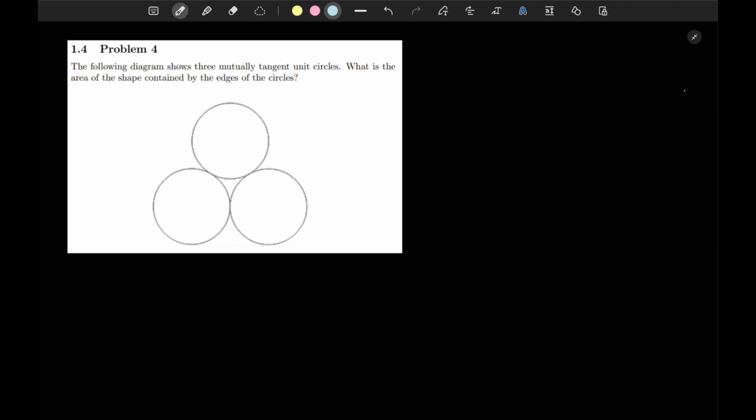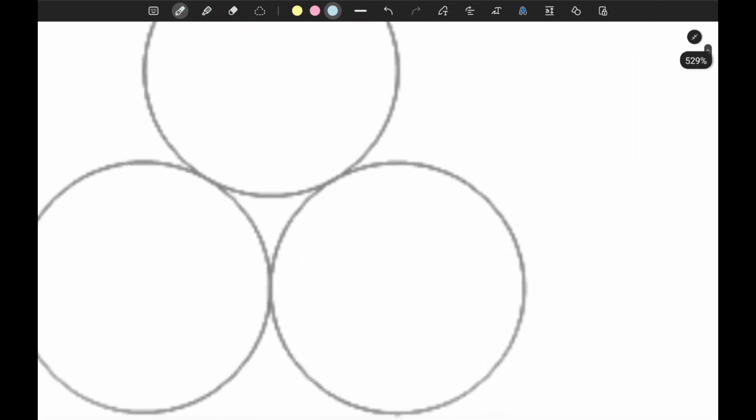The following diagram shows three mutually tangent unit circles. What is the area of the shape contained by the edges of the circles? And so that shape would be between these points where the shapes touch, everything within this section right here. So this is the area that we're looking for.